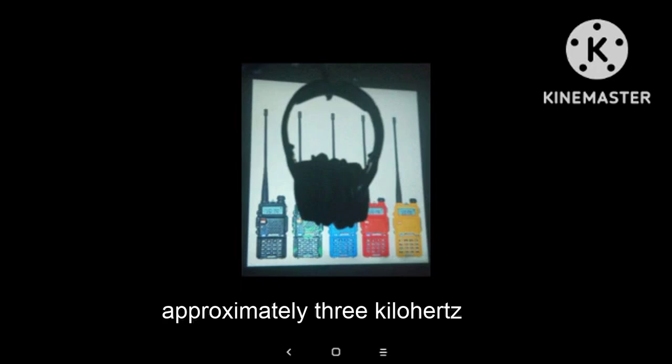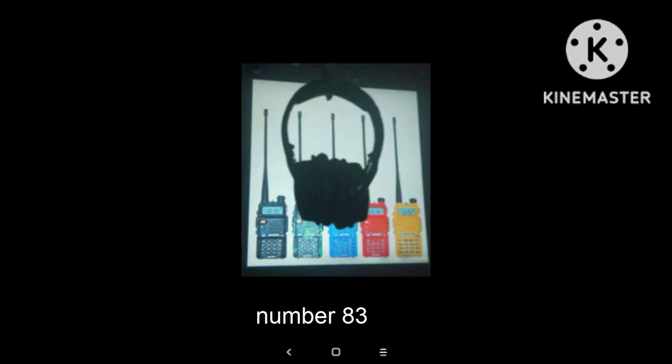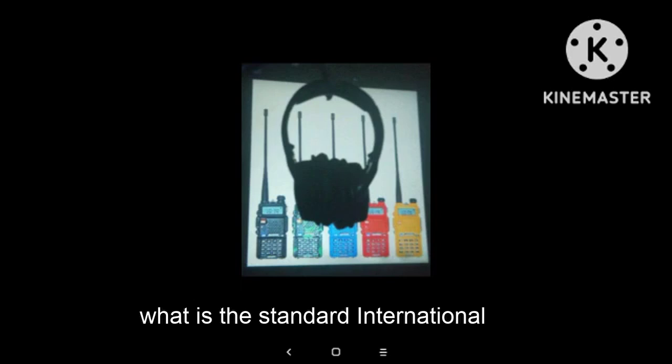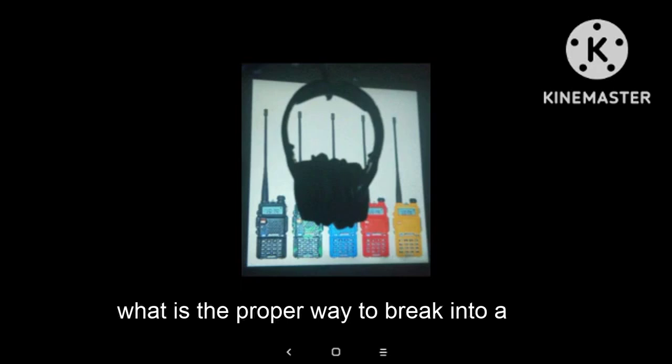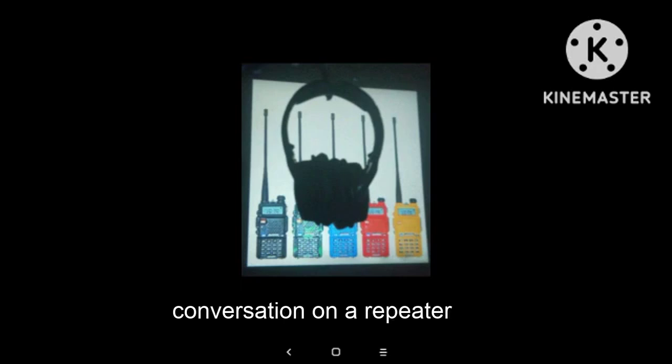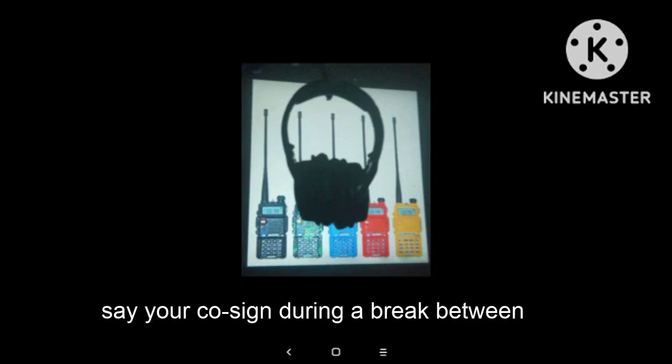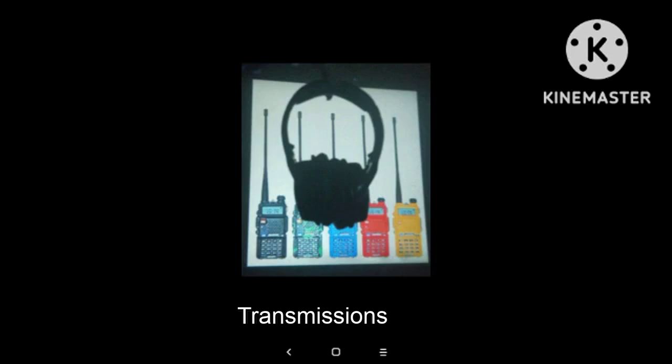Approximately 3 kHz. Number 83. What is the standard international phonetic for the letter P? Papa. Number 84. What is the proper way to break into a conversation on a repeater? Say your call sign during a break between transmissions.